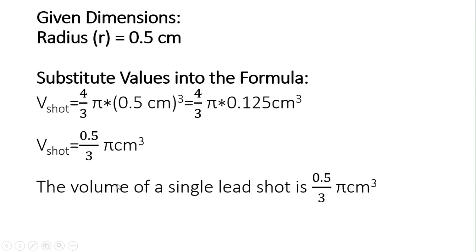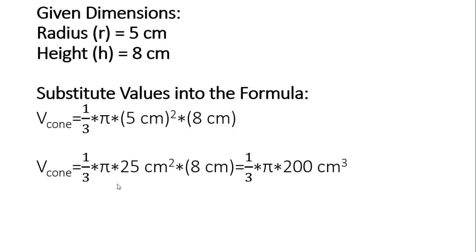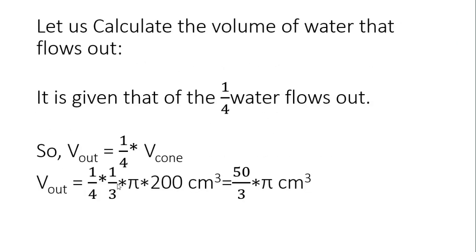What is the volume of the cone we have found here? It is nothing but 1 by 3 into pi into 200 cubic centimeters. I am just substituting that one only. Okay, after simplification, what did we get? 50 by 3 into pi cubic centimeters. Now we got one fourth of the volume of the water, and we got the volume of each lead shot, or single lead shot we can say.